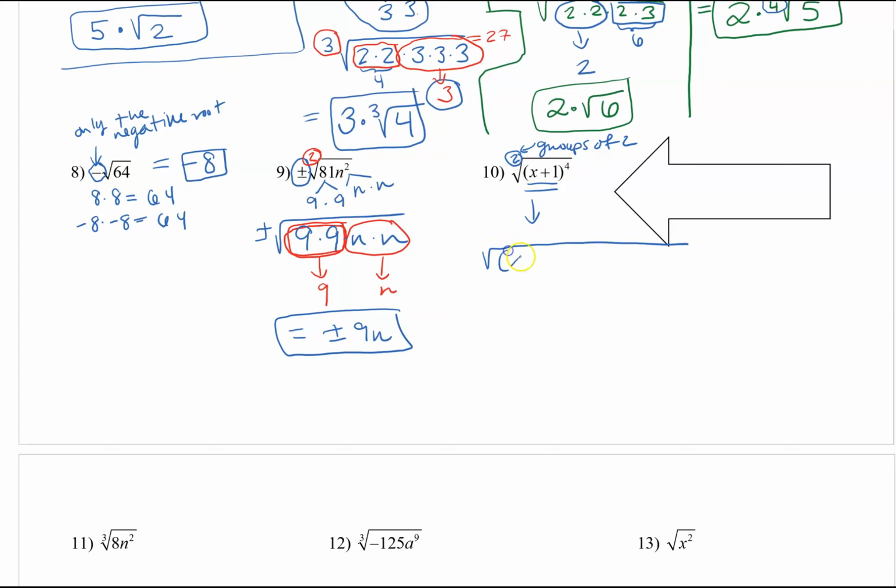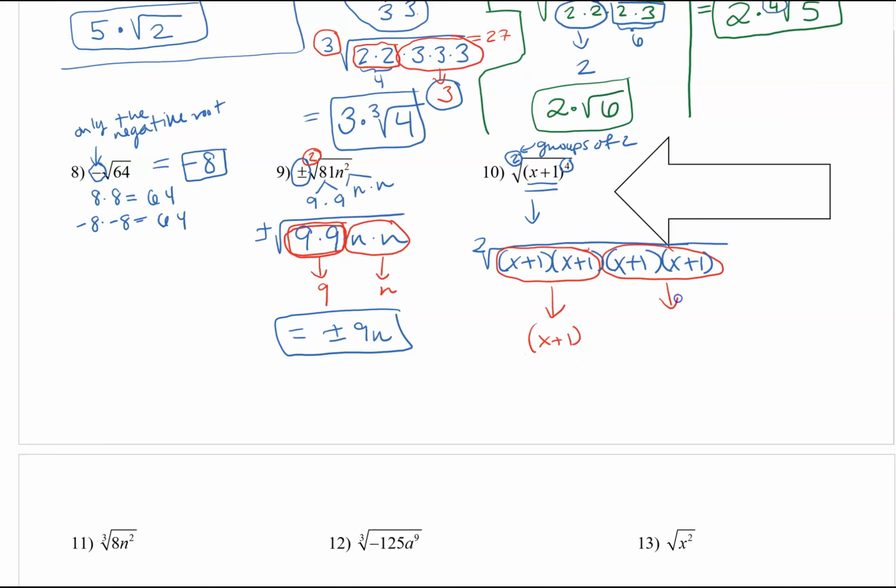This is the square root of x plus 1 times x plus 1 times x plus 1 times x plus 1, because that's what this power means. It means that you have 4 factors of x plus 1. And again, this is a square root, so we're looking for groups of 2, perfect squares. And again, I have 2 perfect square groups of 2. So again, nothing's going to be left in the radical because everything was a perfect square.